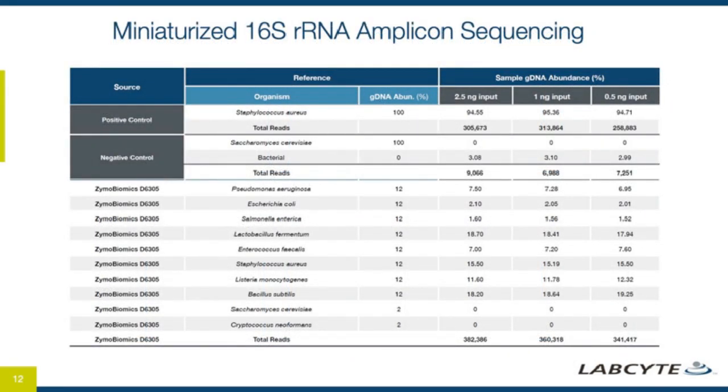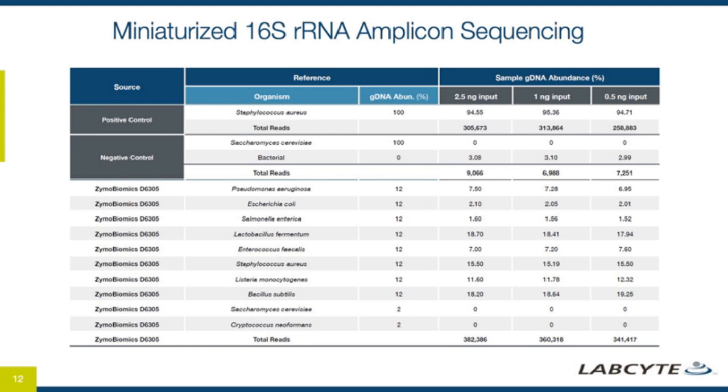So a lot of this data was then taken and run through CosmosID. And here you'll see that in this chart, on the left we have the organisms. The gDNA abundance percentage is what is given to us from the manufacturer for these mock communities. And on the right, you'll see the percentage of reads aligned to each organism over the total.